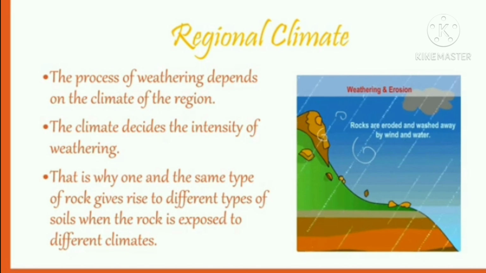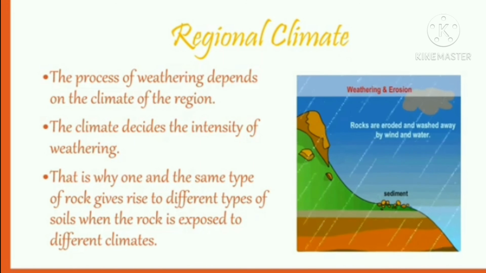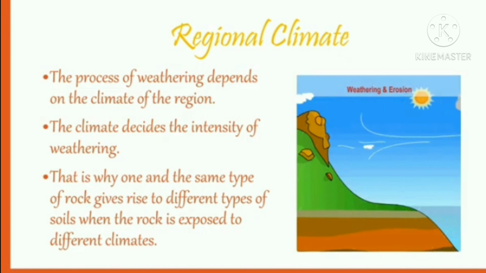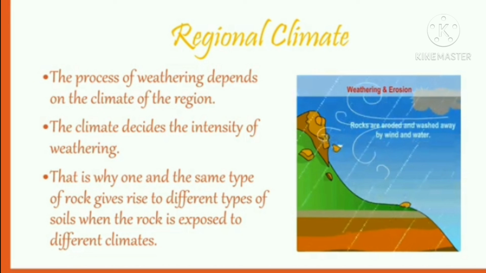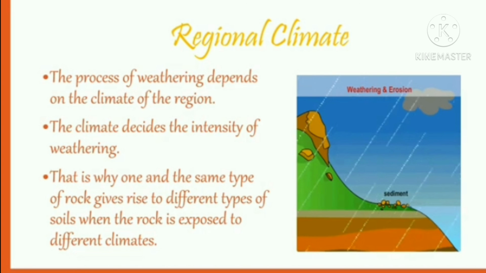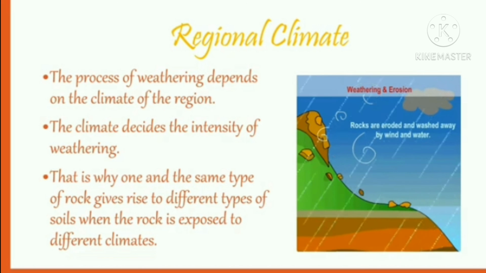Okay. So in the dry climate of the Deccan Plateau, weathering of basalt leads to the formation of black soil, whereas in the humid climate of the western Sahyadris, the leaching of the same basalt rock leads to the formation of laterite soil. So that is the process of weathering depends on climate of the region.